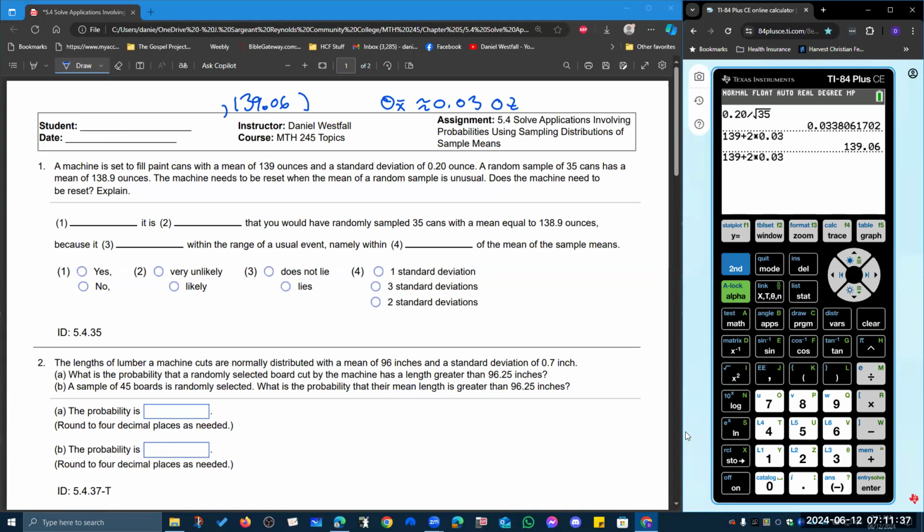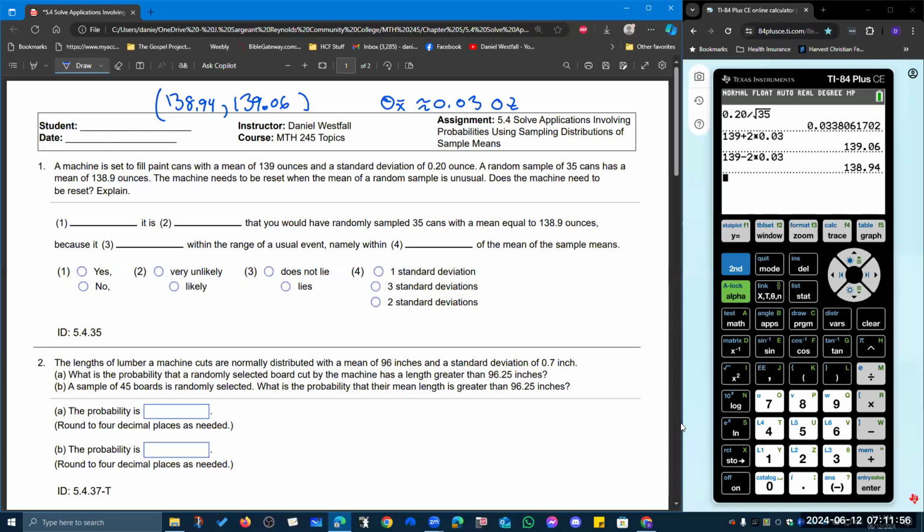And minus, and let's call this 138.94. If it's within these boundaries here, it's what I would consider to be usual. If it's outside those boundaries, I would consider it to be unusual.